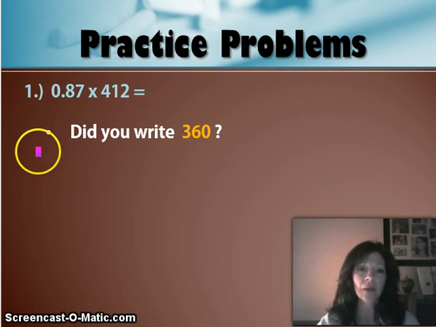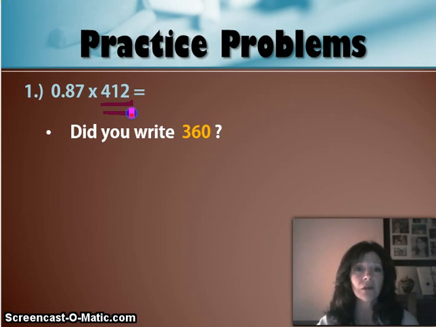Compatible numbers are numbers that are easy to work with. So I would estimate 412 to 400. Then I would take 87 hundredths and estimate it to 9/10, because it actually estimates to 90 hundredths, which is the same thing as 9/10. That's much easier to multiply.